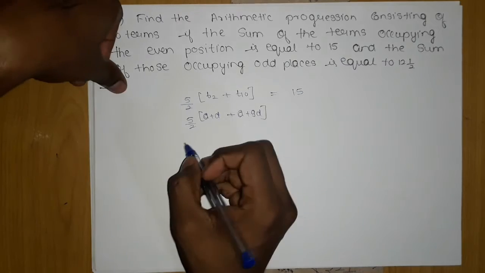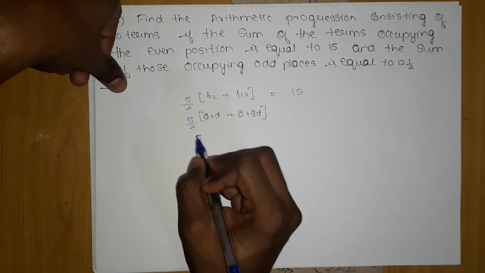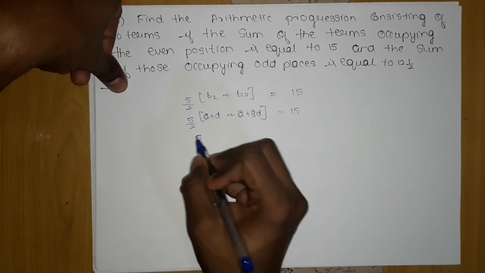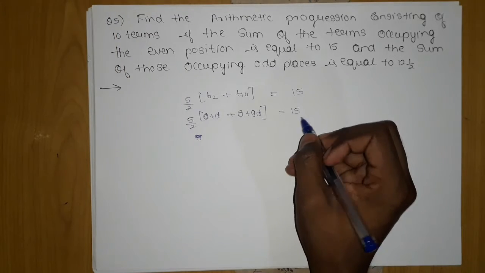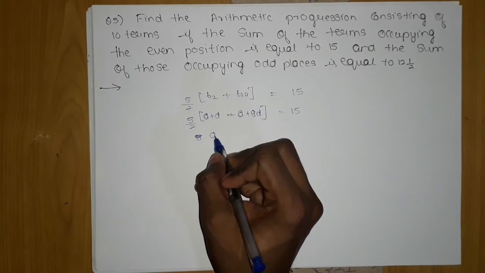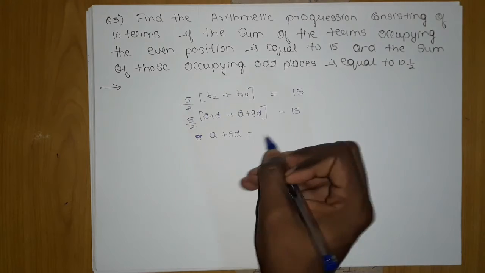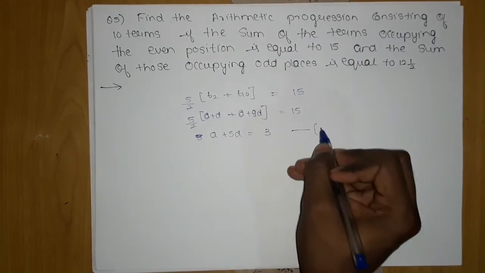Okay, so we can do this: 5 will cancel out with 15, and we will be left with 3. This will be a plus 5d, which should be equal to 3. So we got one condition.